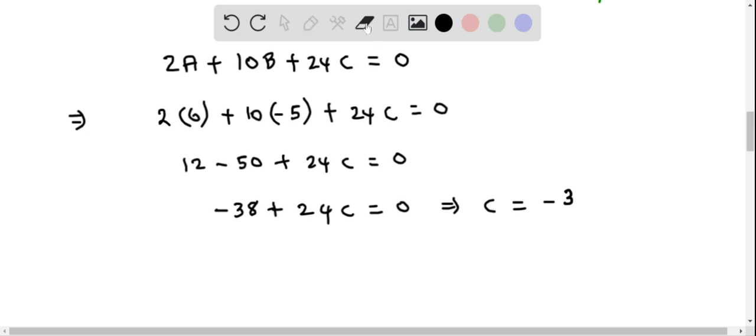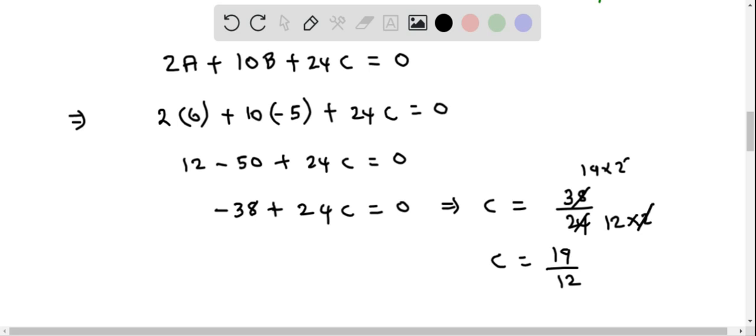So when we solve for c, we get... I'm sorry, it is positive 38, since we add 38 on both sides. So we get 38 over 24. We can reduce this fraction to simple terms, which is 19 over 12, because this is 19 times 2 and 24 is 12 times 2. We cancel out the common terms, which reduces to 19 over 12. So we found the value of c equals 19 over 12.